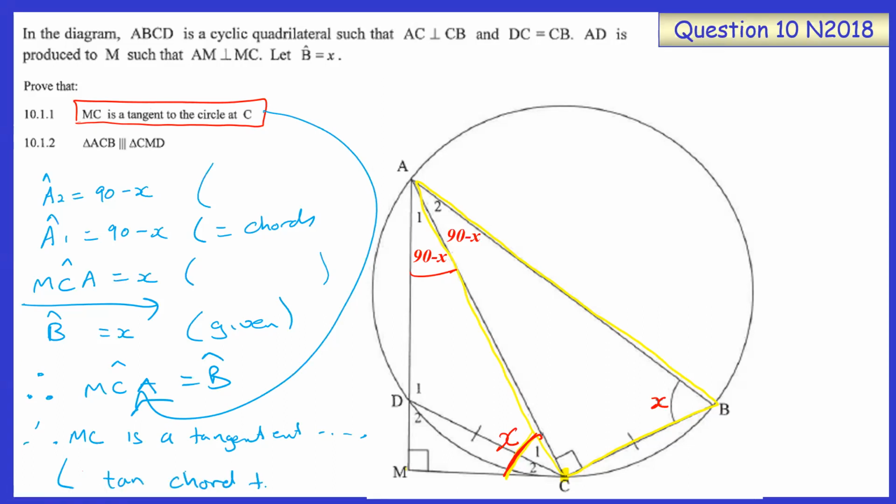And your reason here will be the tan chord theorem, all right? Not prove, we're using it. And you type in converse on the top. So we're using the reverse process. It's not a tangent because we're proving the tangent, and what we're using is the converse of the tan chord theorem. Are you happy with that? Yes, sir. Okay, let's move on.